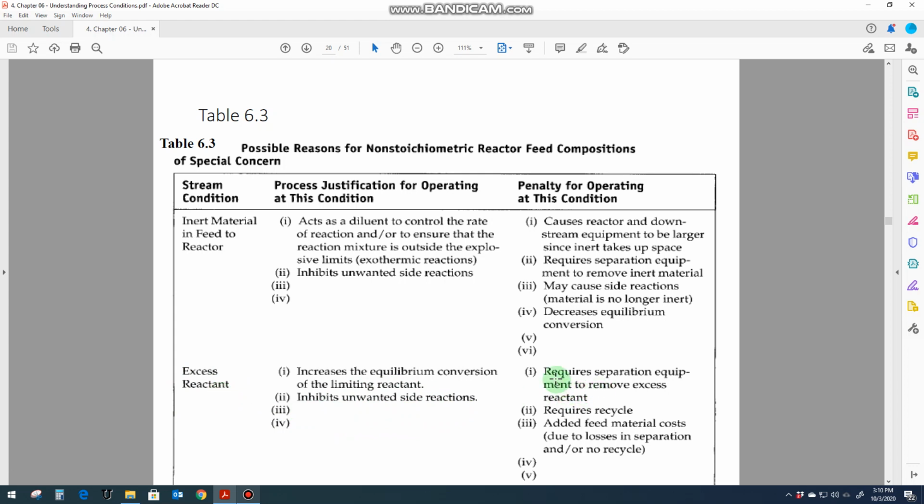What could be the penalties now? It requires separation equipment to remove excess reactant. Okay, so the excess reactant we have to remove from the process. Either we can recycle it back to the process, and we have to use some kind of recycle stream, and that would increase the size of those equipment and the recycle pipelines. There is also added feed material cost due to losses in separation and no recycle. So sometimes if there is no proper recycling, the feedstock can be wasted from the process, and it can reduce the profit margins.